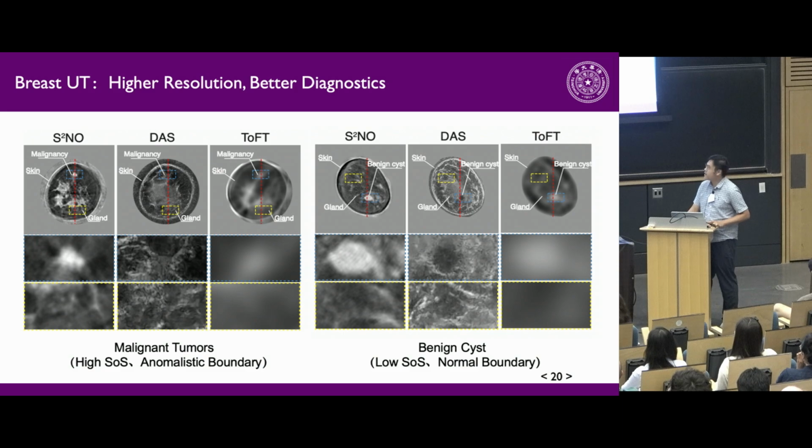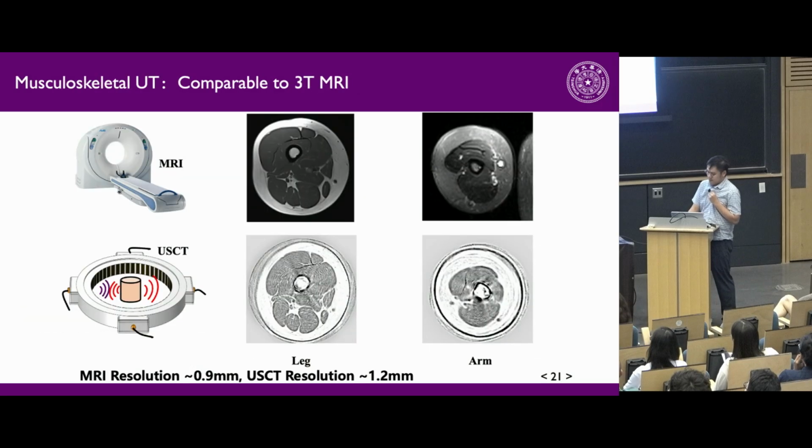So let's look at the in vivo breast UT results and take a look at the diagnostic value. Here we compare our S2NO with the traditional delay-and-sum and time-of-flight tomography methods for breast UT. Our method clearly resolved the malignant tumors. Here it has a higher speed of sound and anomalous boundaries, which is a clear sign of tissue invasion. And look at the benign cysts in contrast: they have low sound speed and normal boundaries. This differentiation is critical for early cancer screening.